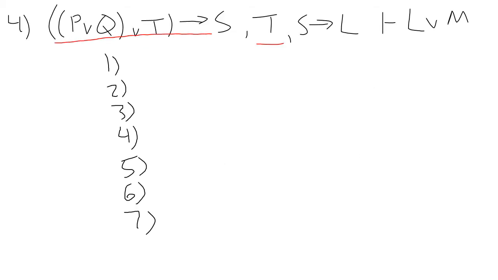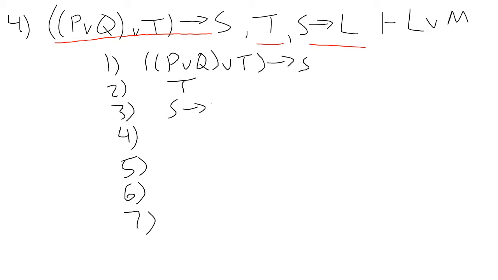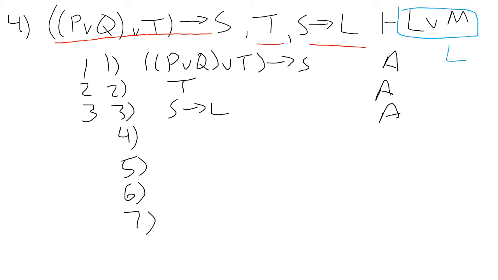Here in number 4, we've got 3 premises: P or Q or T, arrow S, T, S arrow L, assumption, assumption, assumption, 1, 2, 3. So what's our conclusion? Our conclusion is a wedge, so that's telling us we're looking for L or M. As long as we can get one of them, we can wedge in the other. Well, we don't see M anywhere in our premises, so that means we're going to have to work to get L. Then we'll wedge in M.